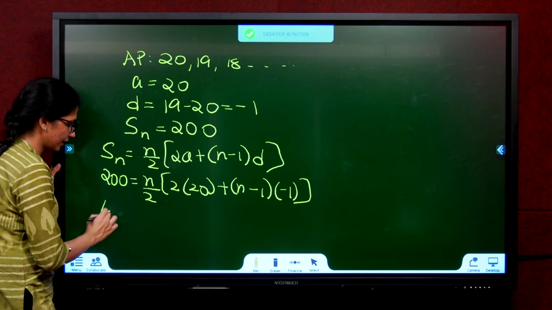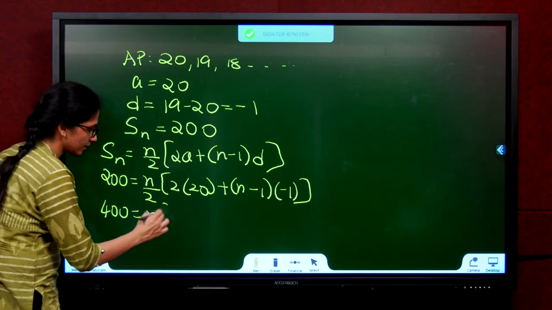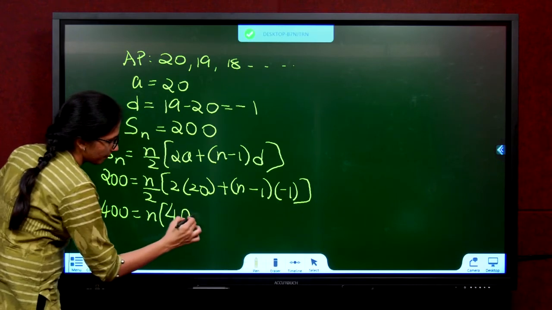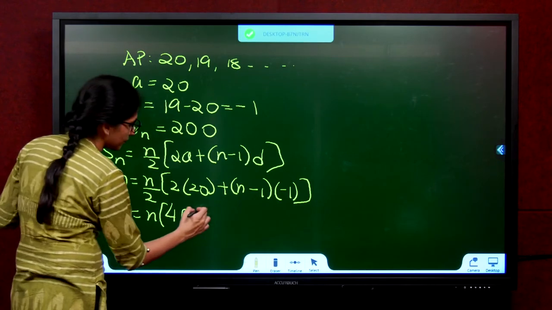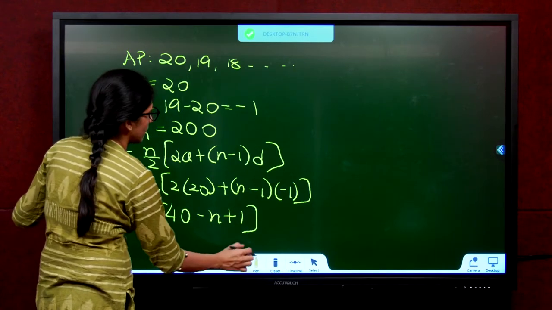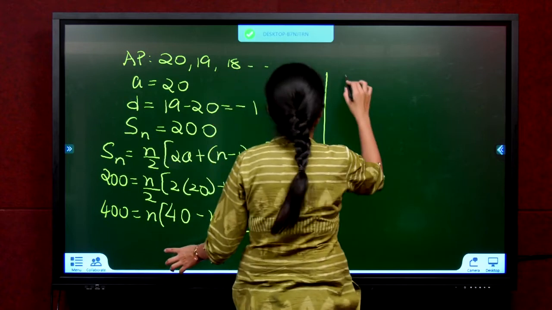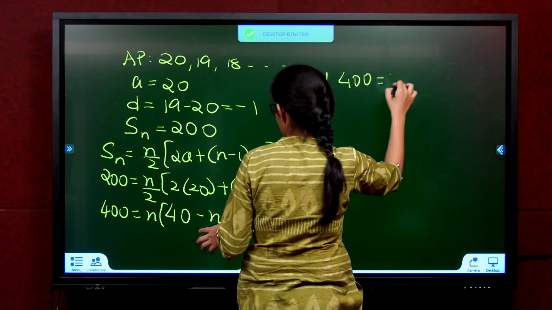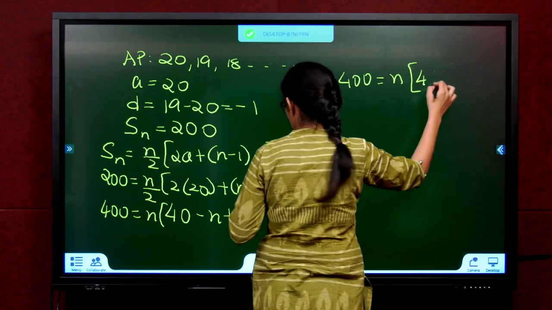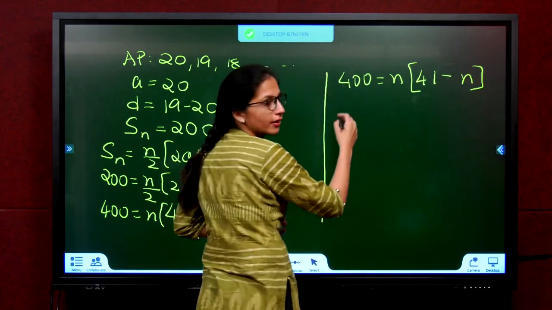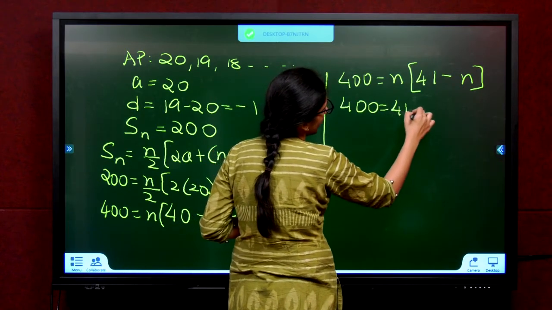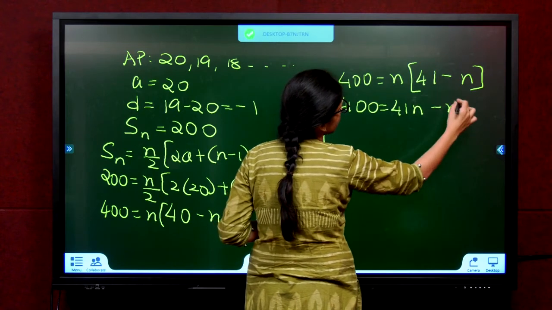You can send the 2 this side. 400 is equal to n, 2 into 20, 40, minus 1 into n, minus n, minus 1 into minus 1, plus 1. Continue to solve. 400 is equal to n into 40 plus 1, 41, 41 minus n. 400 is equal to n into 41, 41n, n into minus n square.